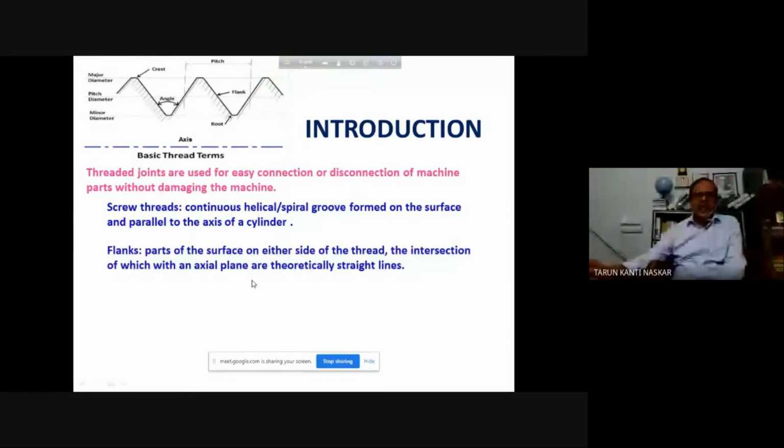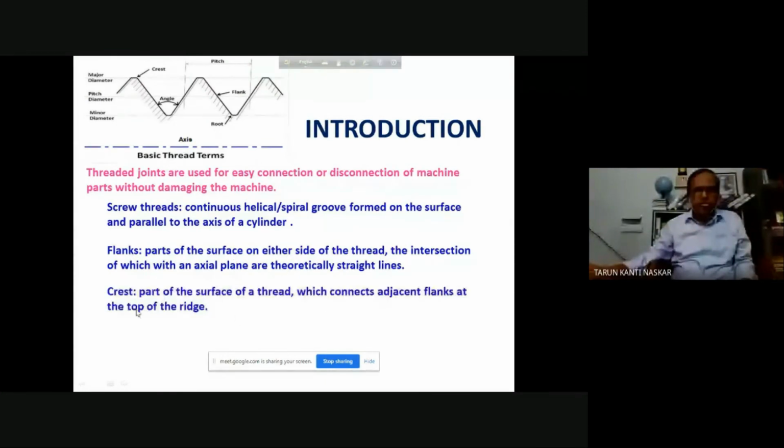Now flank is this part. Flanks are the parts of the surface on either side of the thread, the intersection of which with an axial plane are theoretical straight lines. That means if there is a screw thread and you pass a cutting plane containing the axis, then this will form a straight line on the cutting plane. This is what is described here.